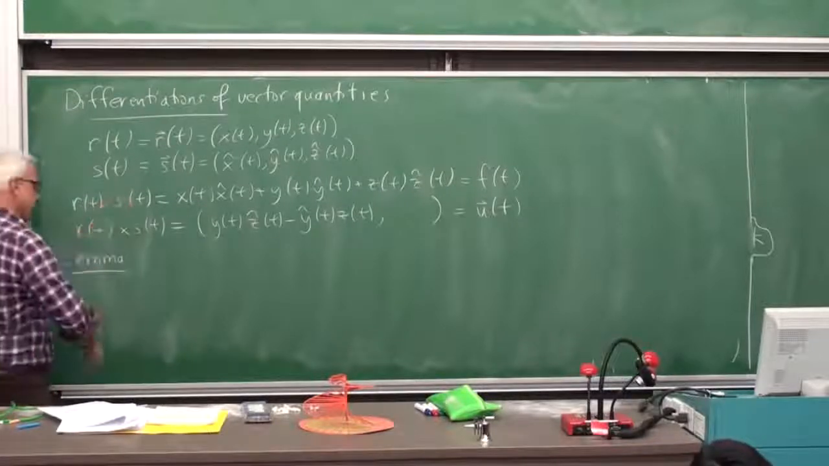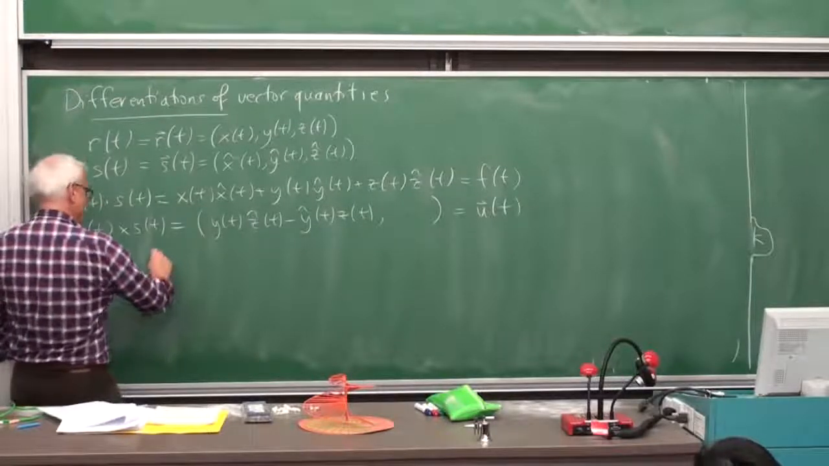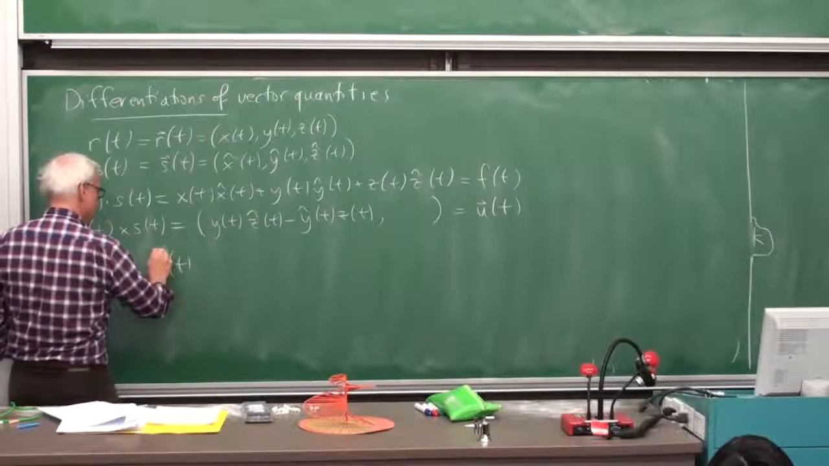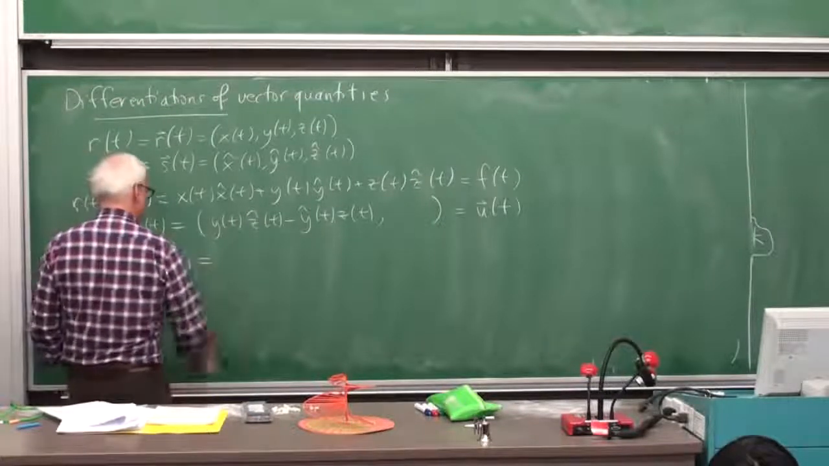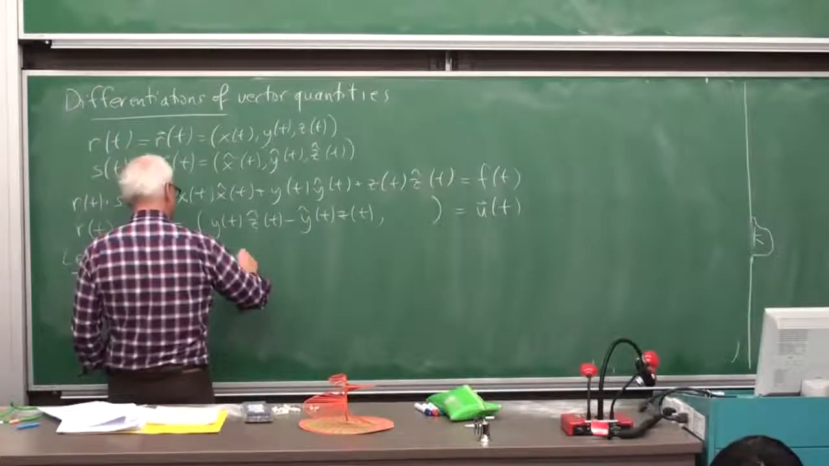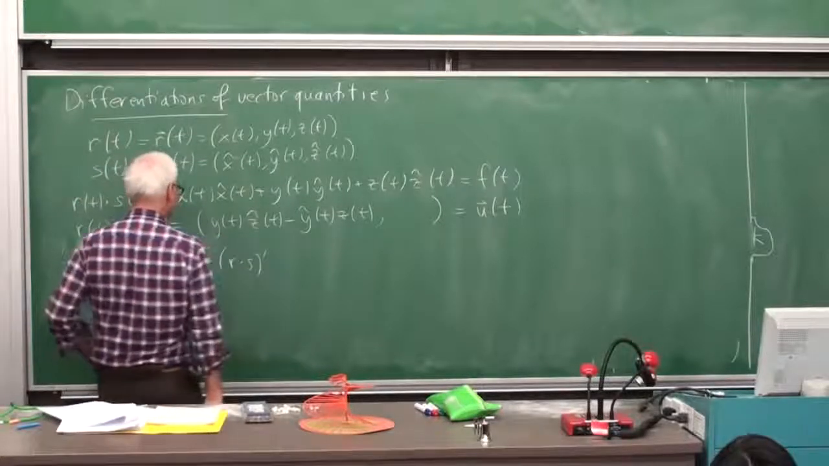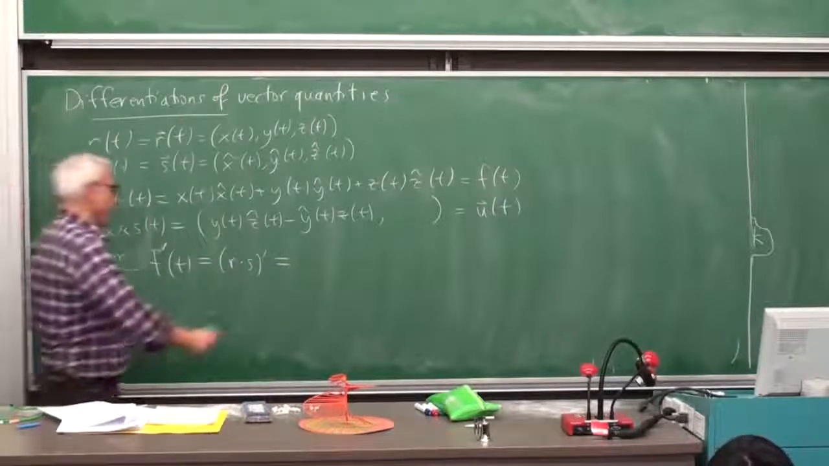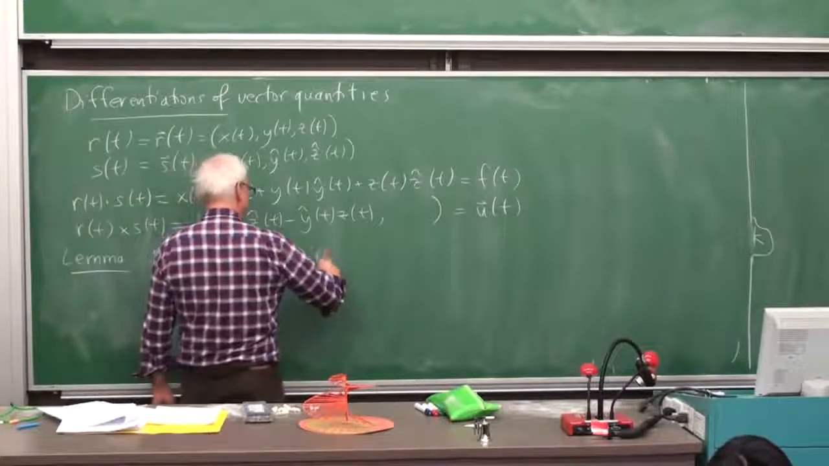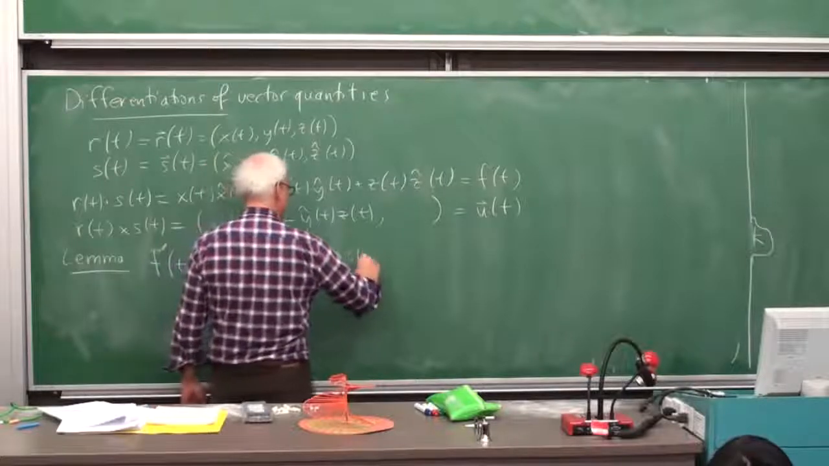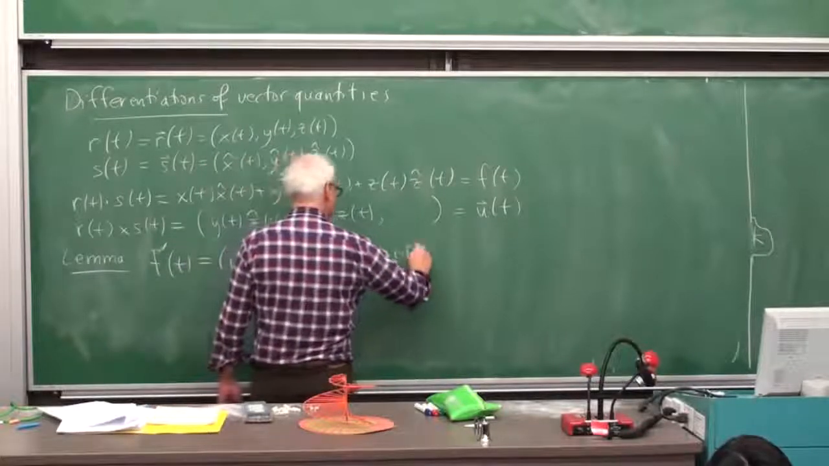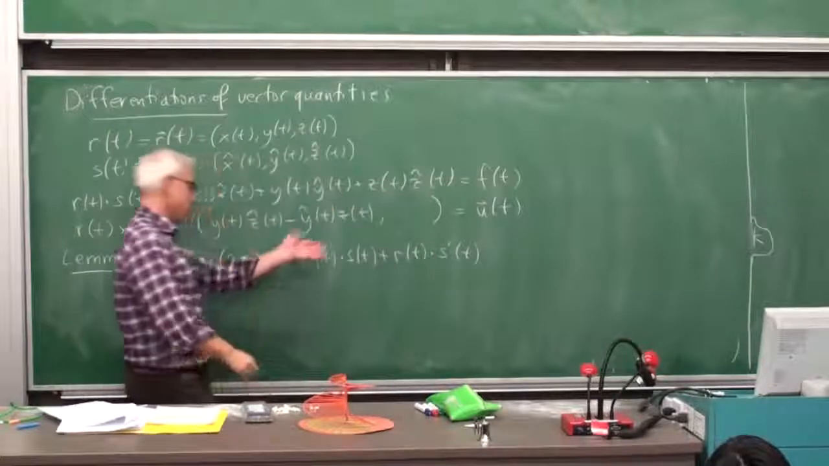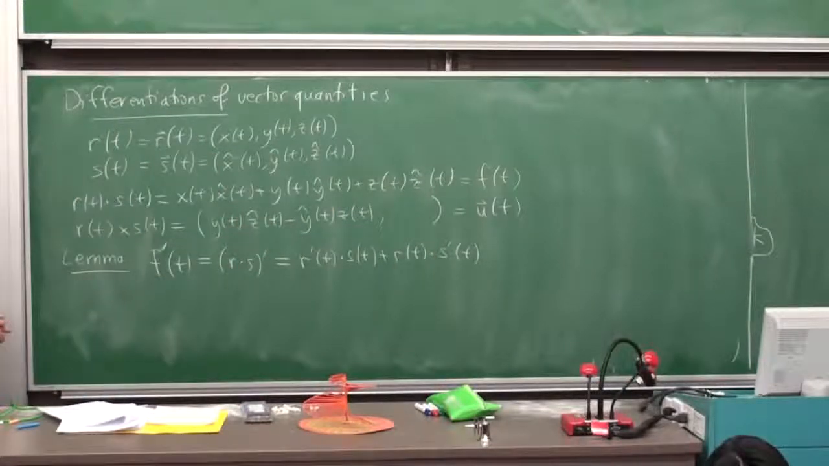All right, so we have a useful lemma. In this context here, if I want to take f prime of t, then the formula is that it's r prime of t dot s of t plus r of t dot s prime of t, where the primes are always derivatives with respect to t.